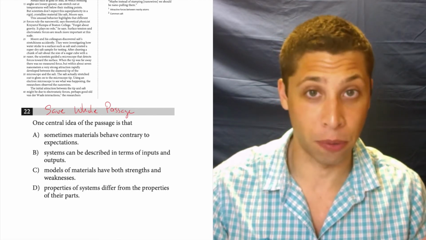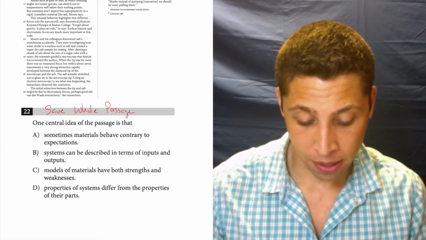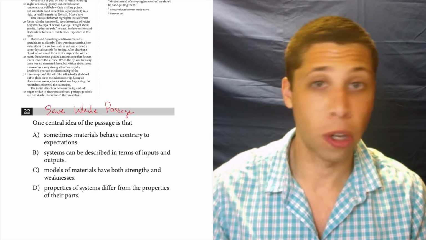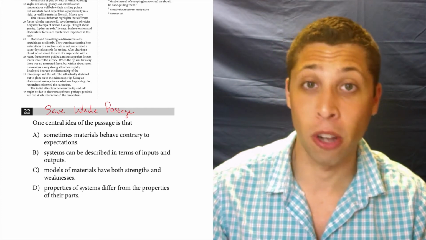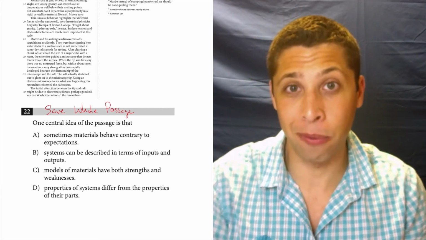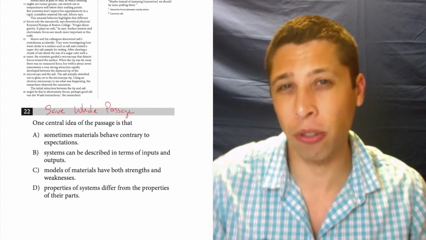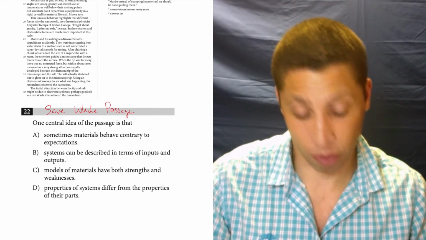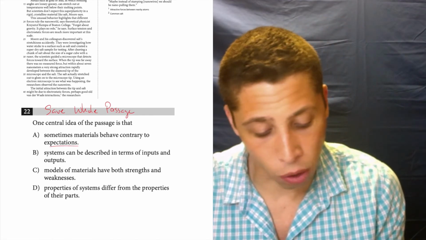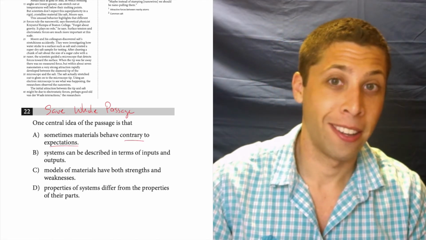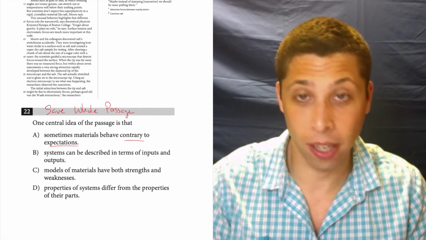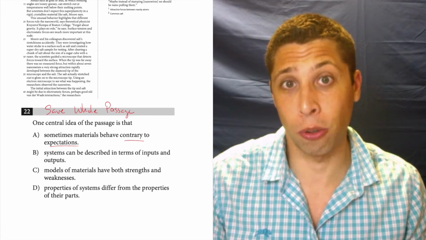So for example, for choice A, sometimes materials behave contrary to expectations. So were we talking about materials? Yes, we were talking about salt. Did we have something surprising about the way the salt behaved? Yeah, they were talking about it stretching. That seems contrary to what they expected. Maybe this is a little strong of a phrase, so it makes me a little nervous, but I feel like I'm answering that yes or no question, and it seems to check out. But let's check the other choices.